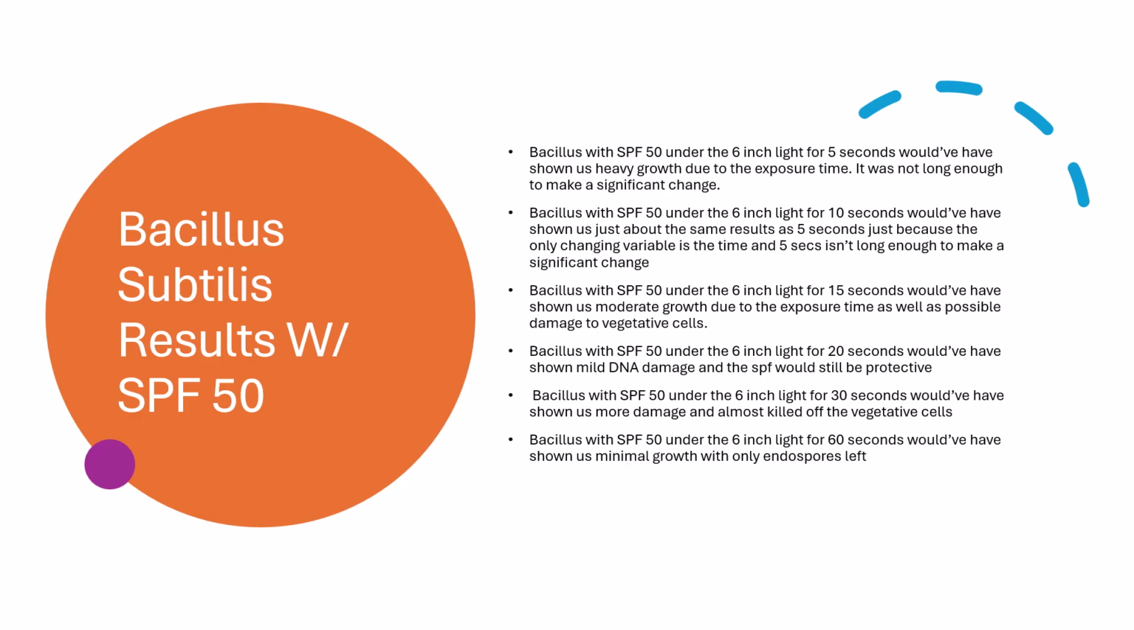After going over the results we would have expected with SPF 30, we bumped it on up to SPF 50. So Bacillus with SPF 50 under the 6-inch light for 5 seconds would have shown us heavy growth, due to just about the same thing for 5 seconds each time. It's just not long enough to make a significant change in bacterial growth.